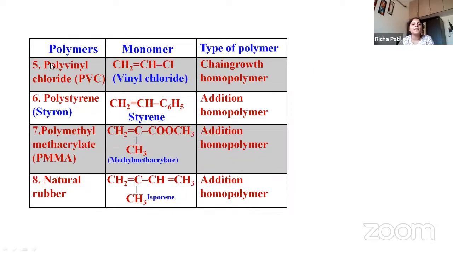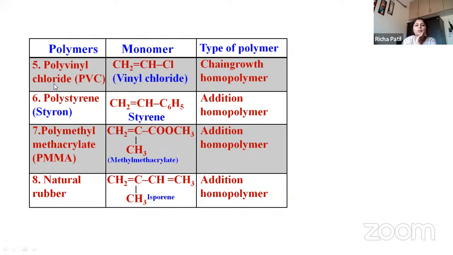Next we'll see polyvinyl chloride, abbreviated as PVC. What is the monomer? It is vinyl chloride. And what is the type of polymer? It is a chain growth homopolymer. Why? Because it is made up of only one unit, vinyl chloride. So vinyl chloride adds up to give you a chain growth homopolymer.